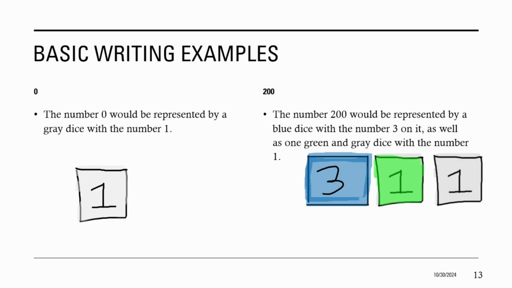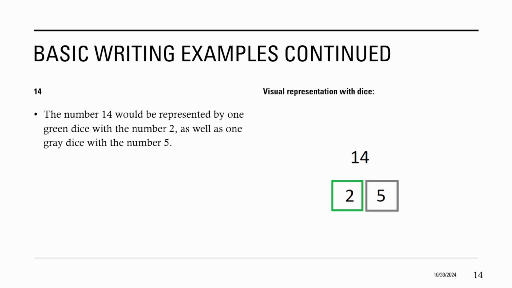For basic writing examples, the number 0 would be represented by a gray dice with the number 1. The number 200 would be represented by a blue dice with the number 3 on it, as well as one green and one gray dice with the number 1. Continuing on, the number 14 would be represented by one green dice with the number 2, as well as one gray dice with the number 5.